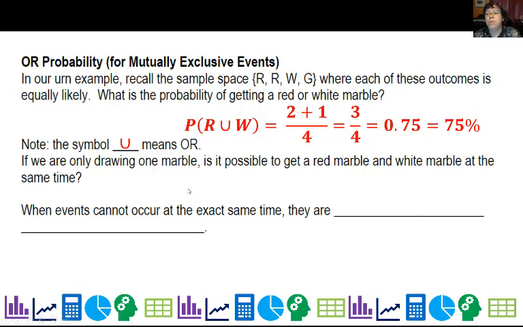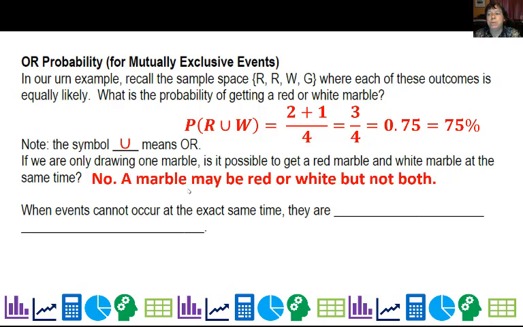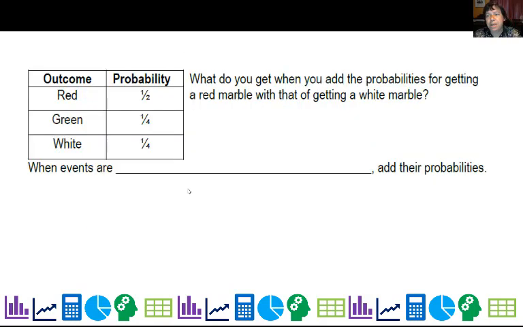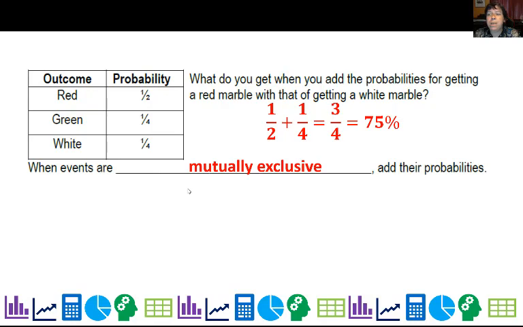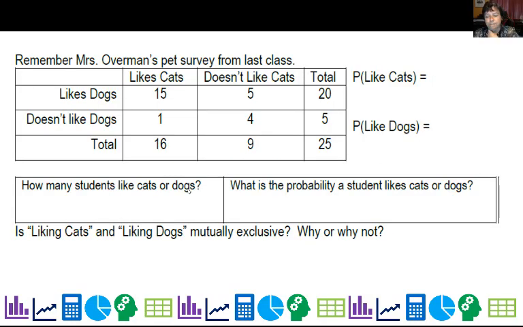So if we're only drawing one marble, is it possible to get a red marble and a white marble at the same time? No, because a marble may be red or white, but not both. They're mutually exclusive when they can't occur at the same time. So what do you get when you add the probability of getting a red marble with that of getting a white marble? Well, you get 1/2 plus 1/4, which is 3/4 or 75%. When events are mutually exclusive, you can just add their probabilities.